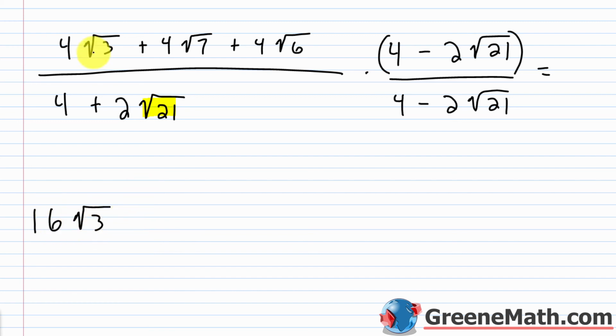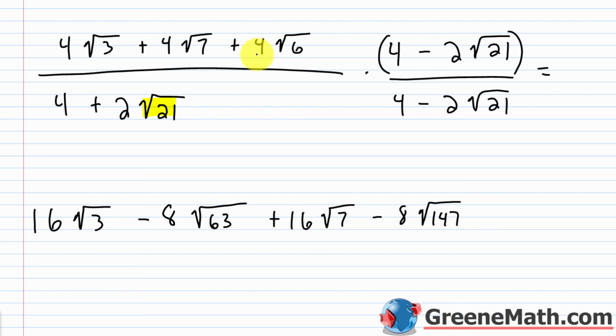Then we'll take 4 times the square root of 3 and multiply it by a negative 2 times the square root of 21. 4 times 2 is 8. Square root of 3 times square root of 21 is going to be the square root of 63. Then next you'll have plus 4 times square root of 7 times 4. That's 16 times square root of 7. Then next we have 4 times square root of 7 times negative 2 times square root of 21. That'll be negative 8 times the square root of 147.